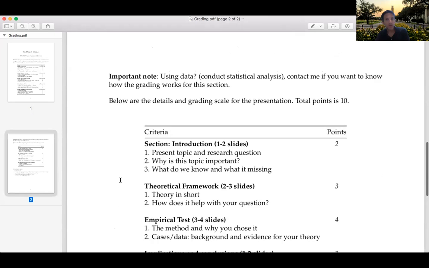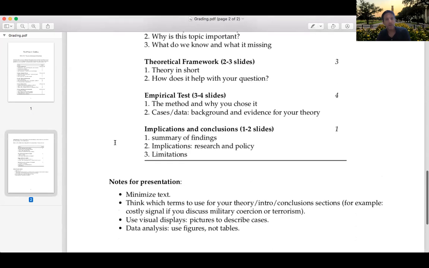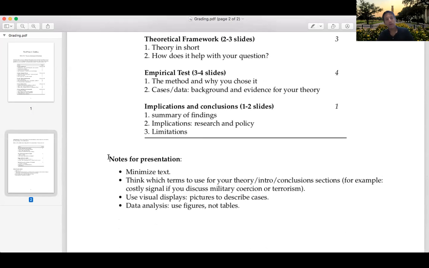In a similar way, you should think about the presentation. A few points that I mentioned here: try to minimize the amount of text in your slides. It's much better to use pictures and figures than to use text. However, when you do use text, make sure that you use terms that make it easier for me to understand what you want to talk about in your intro, in your theory, or conclusion.